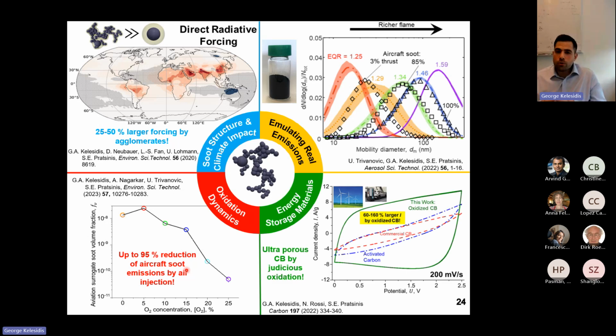For example, today I showed you that good control of the oxidation conditions of carbon black is essential in order to make highly porous carbonaceous nanoparticles that have a superior performance in supercapacitors used in wind turbines, hybrid and electric cars, as well as in hydrogen-based aircrafts.